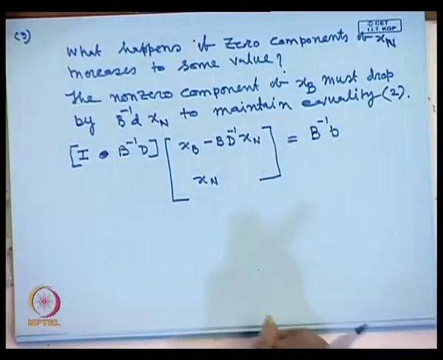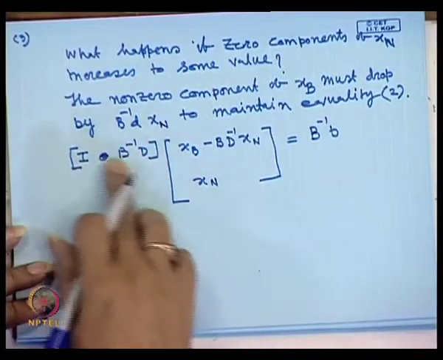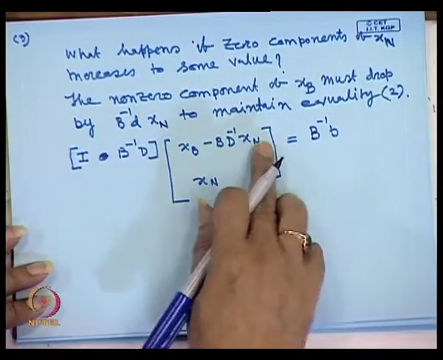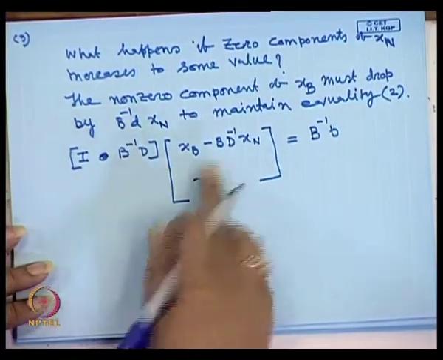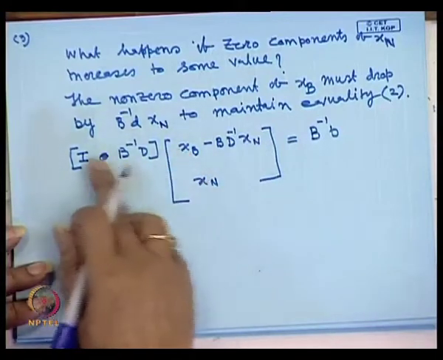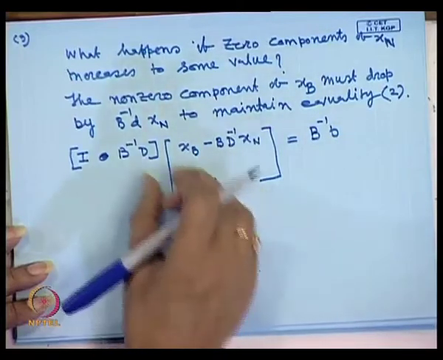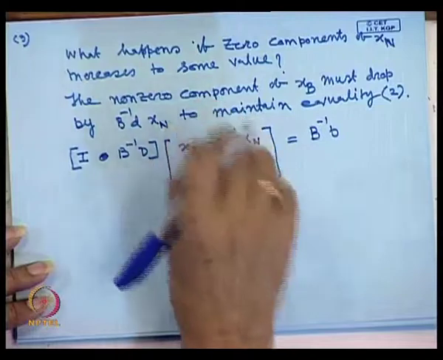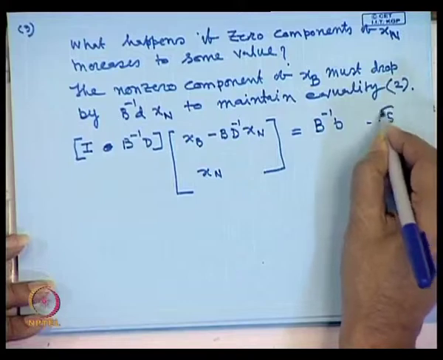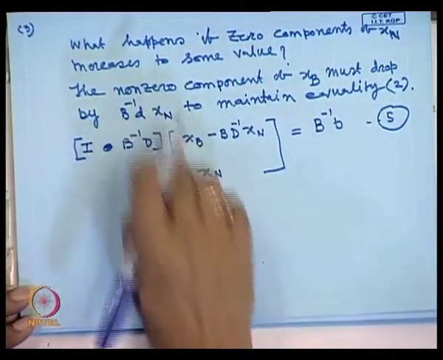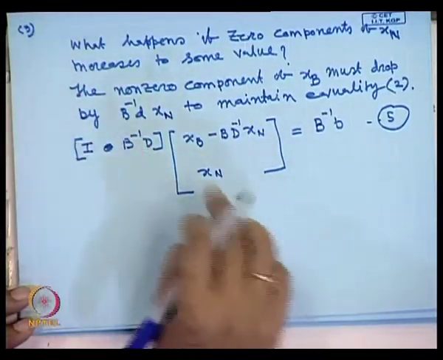So, I can write this now: if you multiply x_B into this, then B inverse D x_n will cancel, and ultimately x_B is equal to B inverse b. So, this part is increasing and from x_B this part drops out. This is the condition: if you change one of the variables of x_n, there must be a drop in x_B, some component of x_B must drop out.